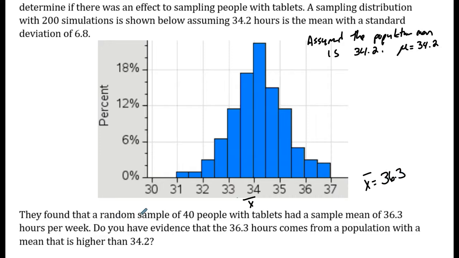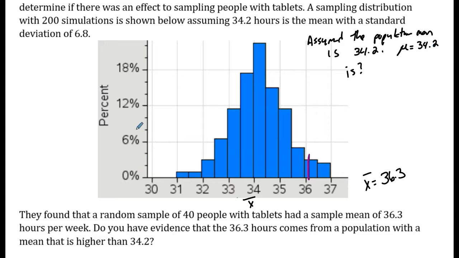36.3 hours per week. Do you have evidence that this 36.3 hours comes from a population with a mean higher than 34.2? Well, we assumed that was the mean. We want to know, is that actually the mean? So what we're going to do is go to our sampling distribution and say, there's 36.3. Is this unusual enough? Did this x bar actually come from a distribution with a population mean of 34.2?